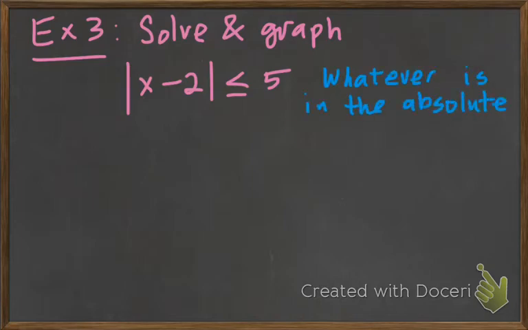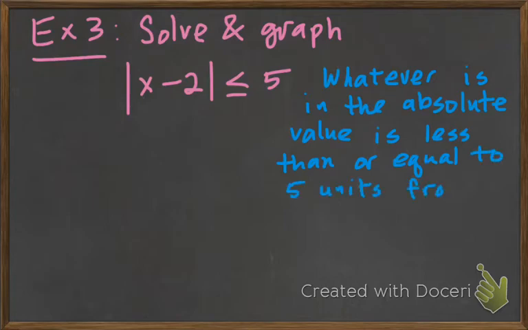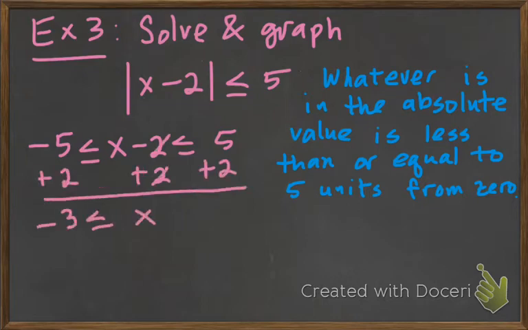So whatever is in the absolute value in this case is less than or equal to 5 units from 0. So what that means is we have the absolute value, we have the inequality pointing at the absolute value, so we put whatever is inside the absolute value between negative 5 and positive 5, including. I solve the way we learn to solve compound inequalities.